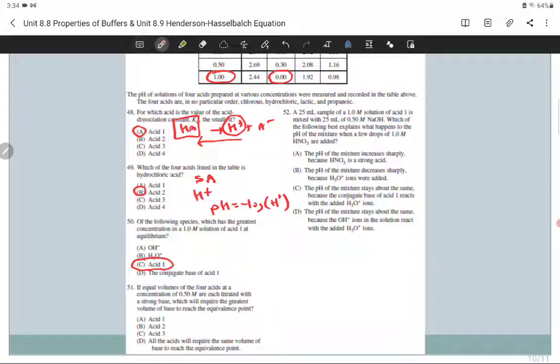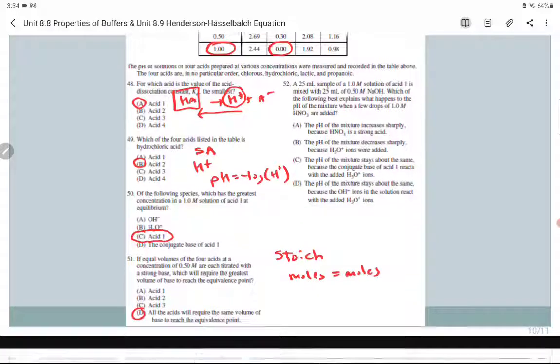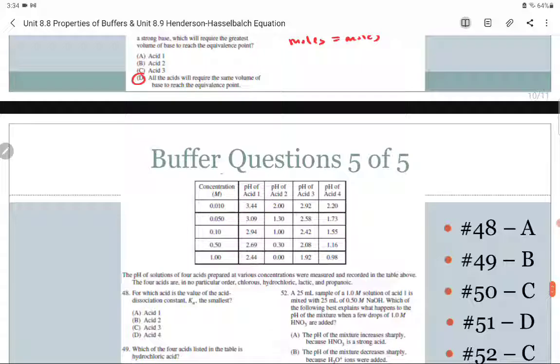Equal volumes of the 4 acids at a concentration of 0.5 molar are titrated. So this is a titration question, not a weak acid, strong acid, buffer question, nothing like that. And in stoichiometry, it's all about moles equivalent to moles. It has nothing to do with what type of acid it is. There we go. There's the answer that matches up with that. All the acids will require the same volume to reach the equivalence point because they all have a certain number of moles associated with them. And double check. Yep, that's good.